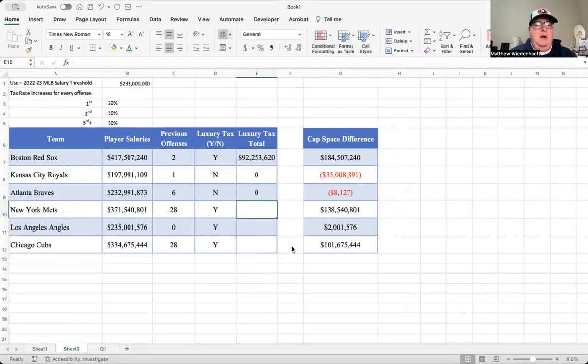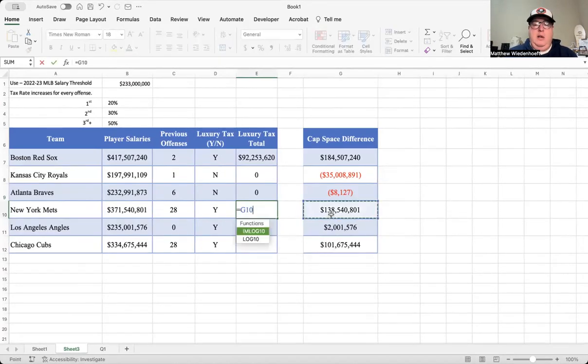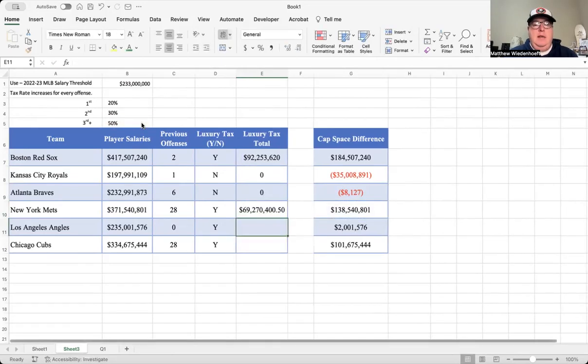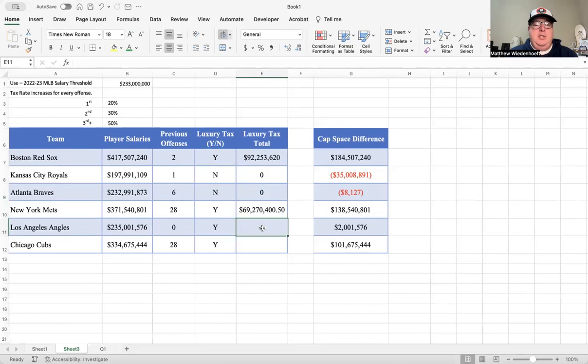The New York Mets are at their 28th offense, so this will be their 29th offense. So we're going to take their current space over and go times the 50%, and that'll be their number. The Los Angeles Angels are over the cap. Yes. They've never been over the cap before, so this will be their 1st offense, and we'll do that times the 20%.